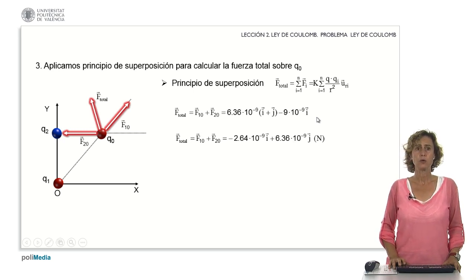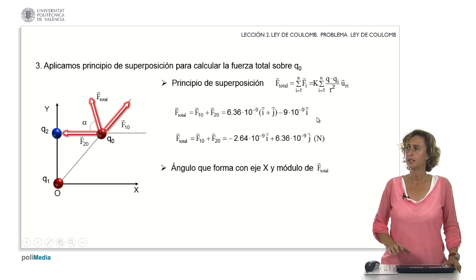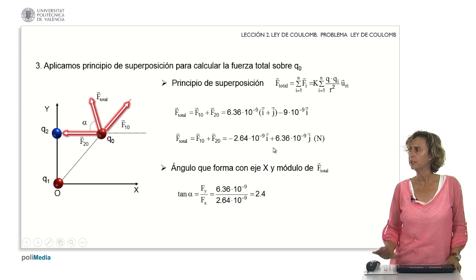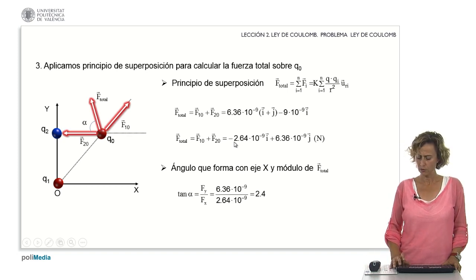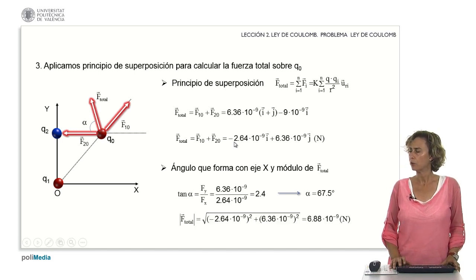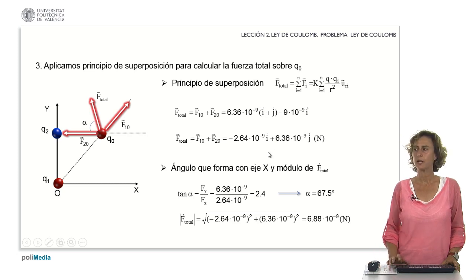If we want to determine the angle that this force makes with the x-axis, what do we have to do? We will have to divide the j component of the force by the x component in modulus. That tangent is worth 2.4, and the angle, therefore, is 67.5 degrees. If we wanted to determine the modulus of the force, what would we have to do? Well, we would have to take the square root of the sum of each of the components of the force, squared. We would finally get 6.88 times 10 raised to minus 9 newtons.